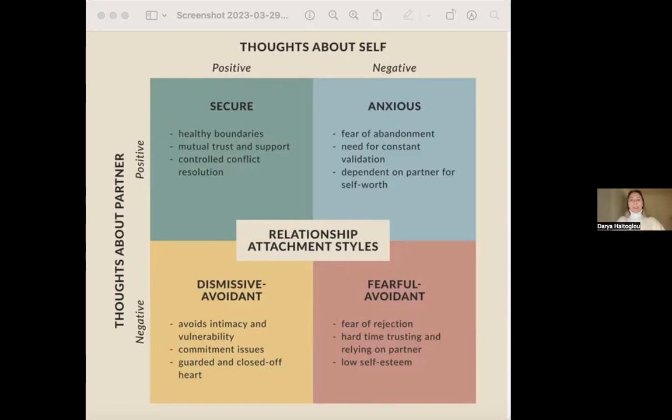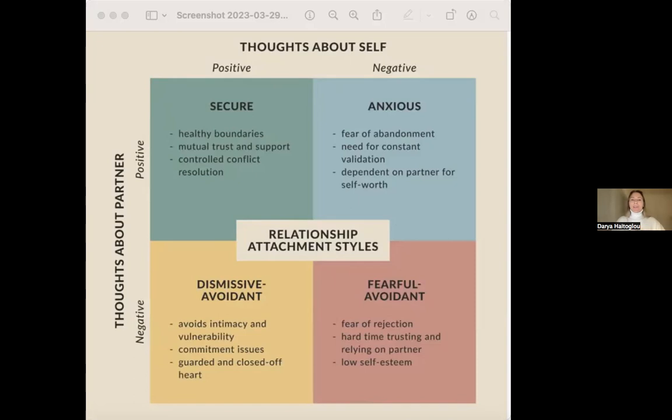Now, as someone with a secure attachment style, Anna does not require significant intervention to maintain healthy relationships. However, she may benefit from learning about other attachment styles to better understand and support her partner, friends, or family members who may exhibit different attachment patterns.